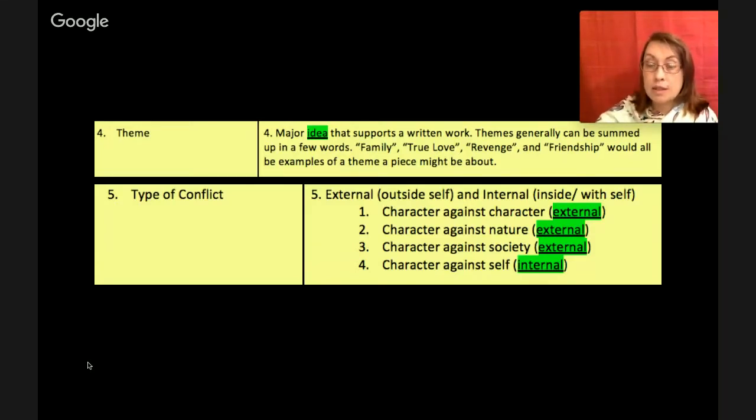There's character against character, that's external. Character against nature, that's also an external conflict. Character against society, again, external. And then character against self. Now this one's internal. That's within themselves. Now to help you understand this idea, I've got some visuals.